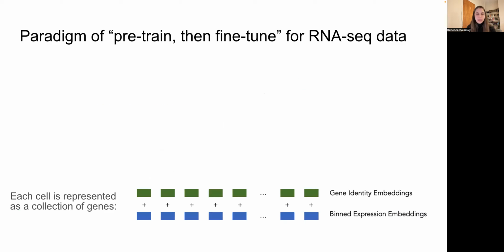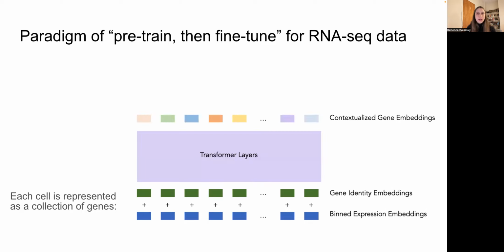Before I jump into our analysis, I want to give a quick high-level overview of how transformer models are being used to model single-cell gene expression data. So each cell is represented in the model as a collection of genes. Shown here, each box represents a gene, and there are two pieces of information that the model needs to know about each gene. First, which gene is it, represented in green, and called gene identity embeddings throughout this talk. And second, how highly expressed is that gene, represented in blue. And the expression of each gene is binned as a pre-processing step.